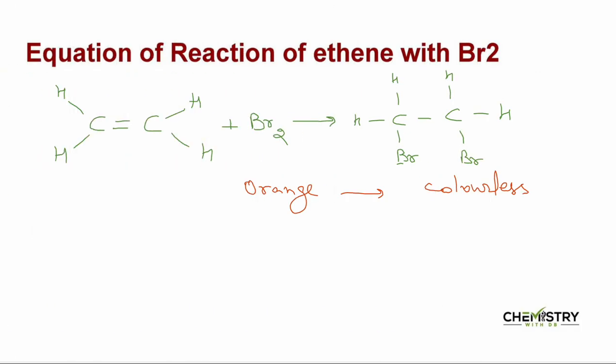Now first of all we'll have to look at the reaction of ethene with bromine. You know that it's an electrophilic addition reaction and you get 1,2-dibromoethane. The bromine, which was orange in color, turns colorless in this reaction.